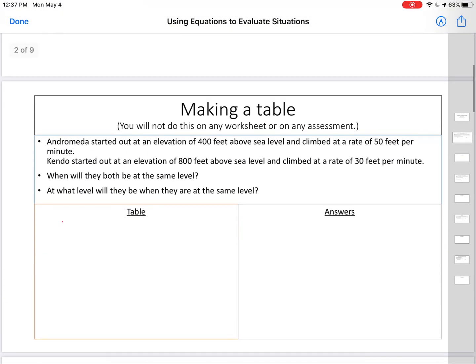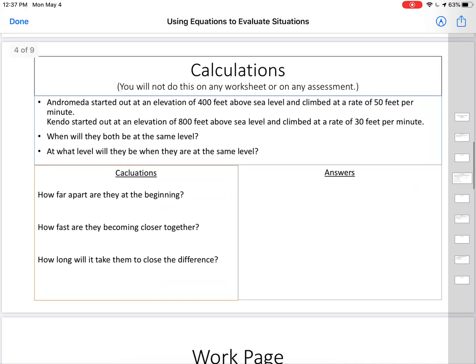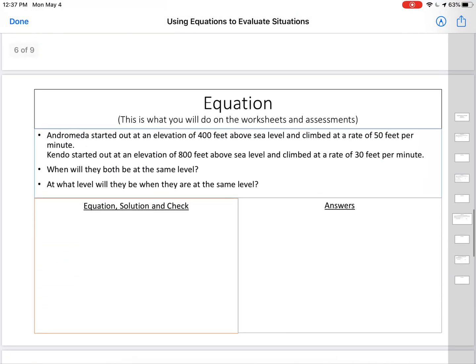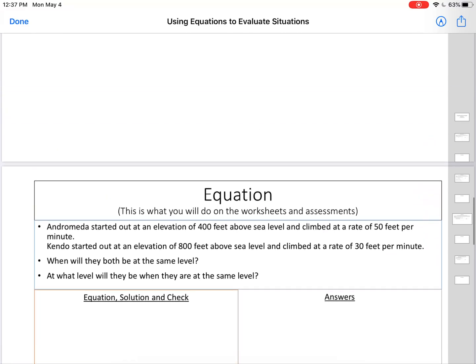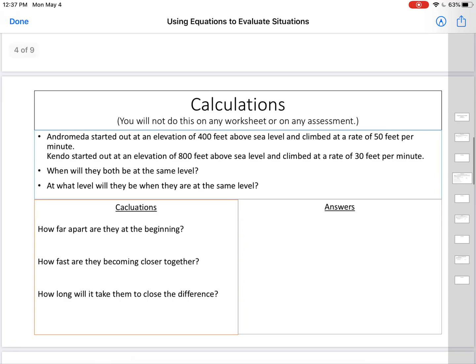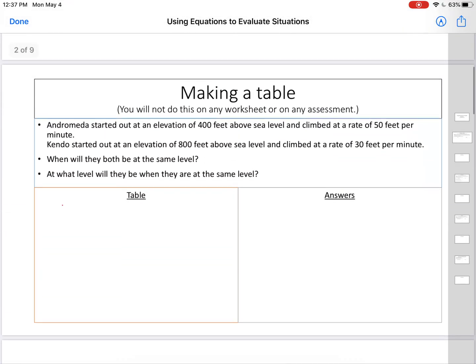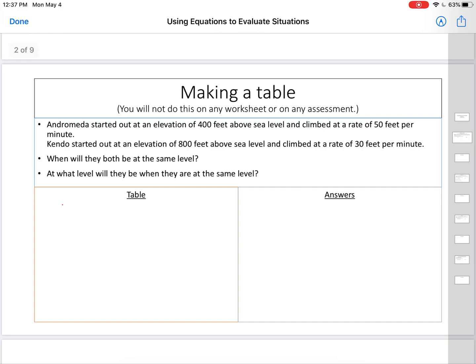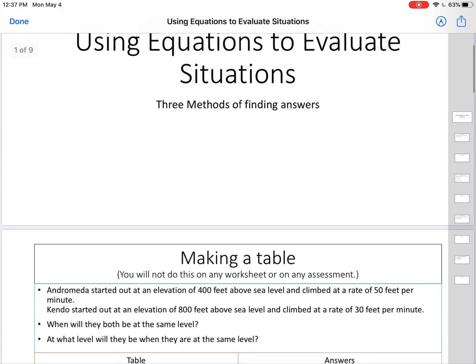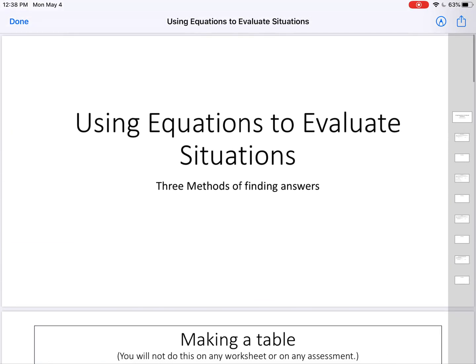One method is called making a table. One method is called calculations. And the third method is called equation. You will always use equation on all the worksheets and also all of the assessments. I am teaching you how to do calculations and making a table because they will help you understand equations, but you are never going to use them to find answers on a worksheet or an assessment. You will always use equations to find the answers.